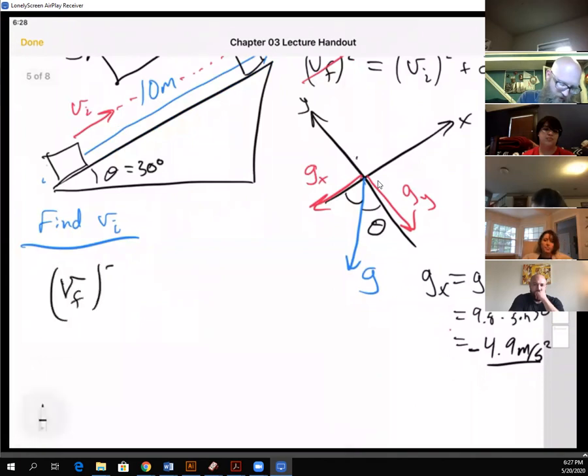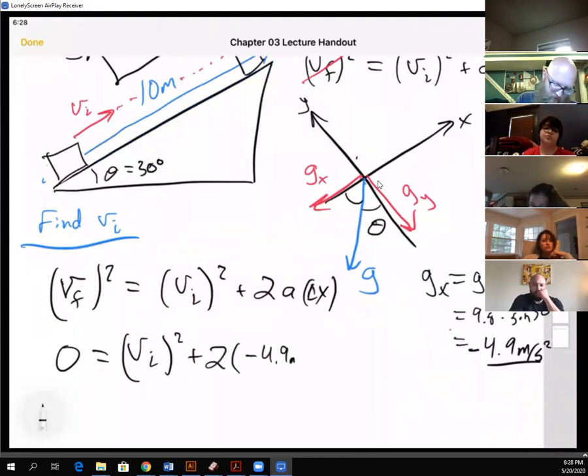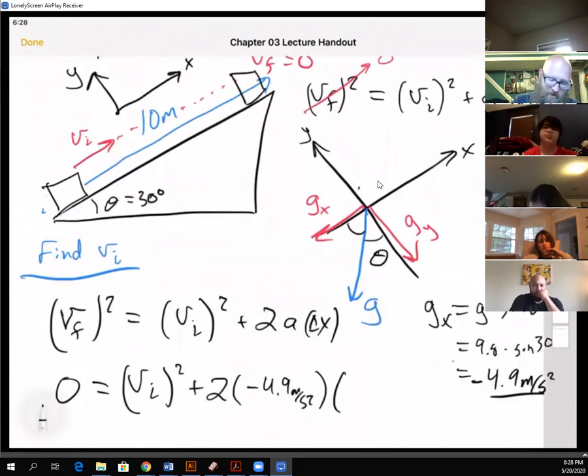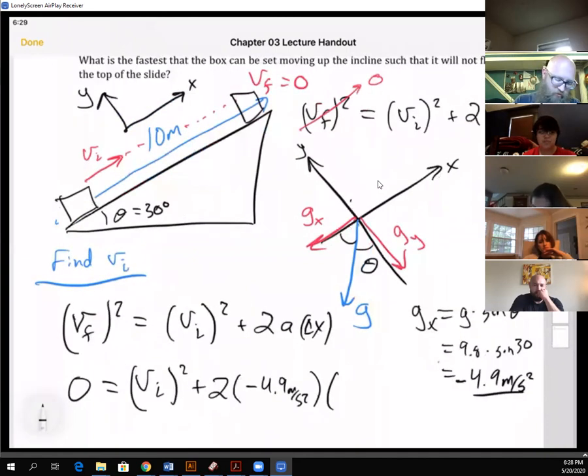V final squared equals V initial squared plus 2a delta x. V final was 0. V initial is what we're solving for, plus 2 times negative 4.9 meters per second squared times delta x. It should be pointed out here that delta x also has a sign, but we're going in the positive x direction, right? We're starting at the bottom at the origin. We're going up the ramp, which is positive. So that really is a positive 10 meters.